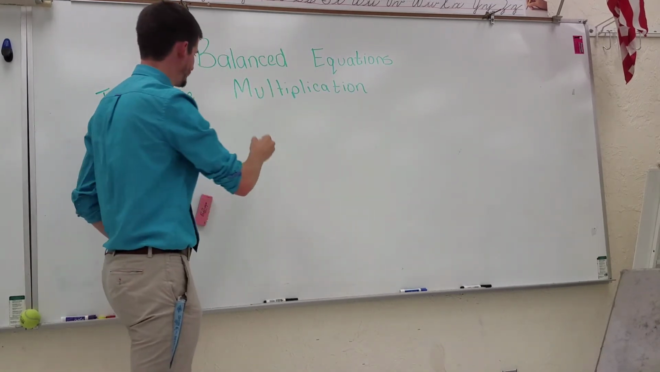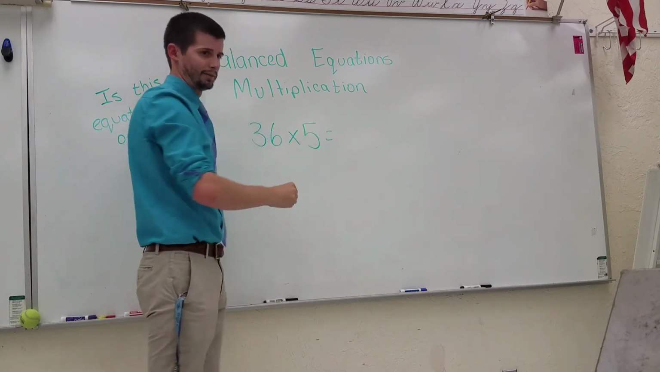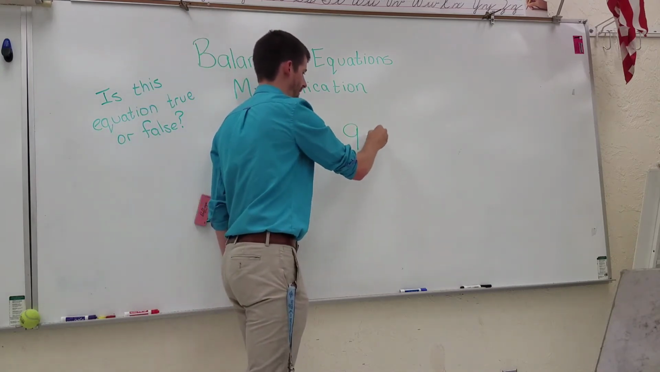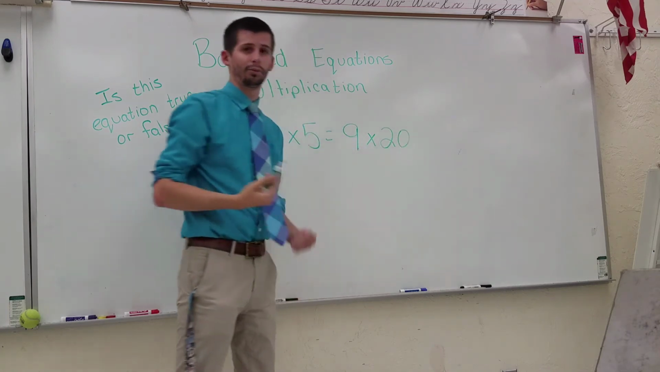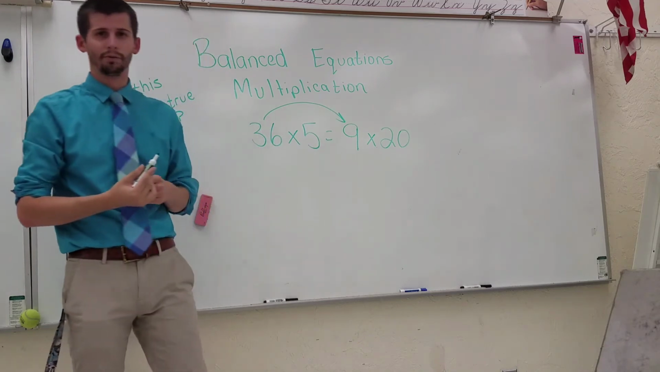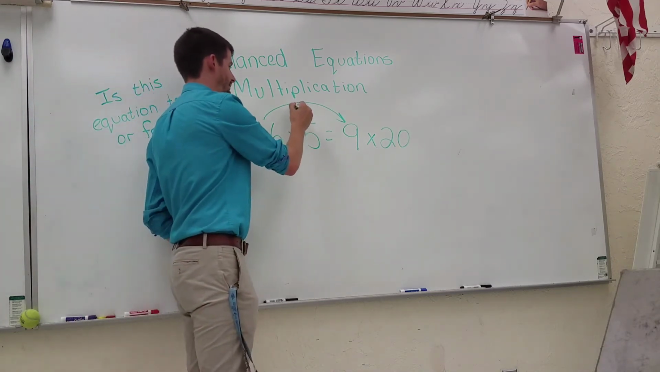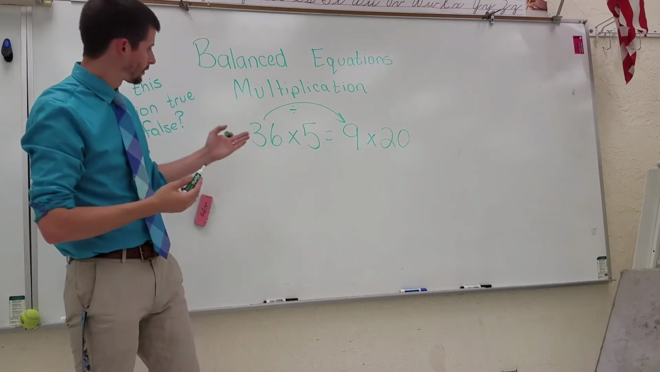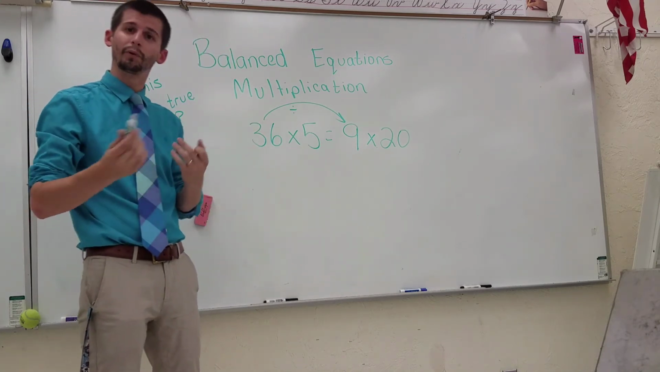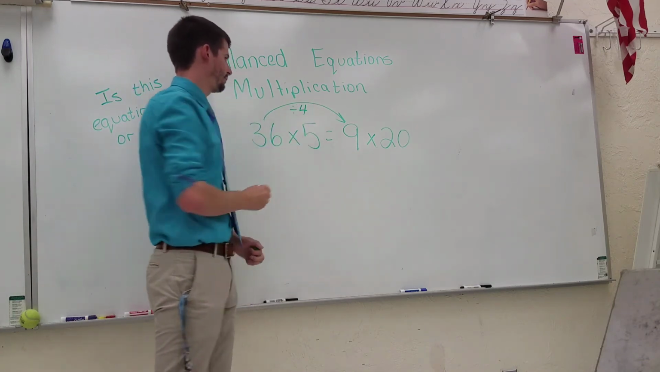So one last example that I have is 36 multiplied by 5. Is that equal to 9 multiplied by 20? So I'm going to check those first two factors. 36 going to 9. Well, I know I'm dividing something. 36 divided by what gives us 9? Or if you need to, 9 times what gives us 36? Well, that would be 4.